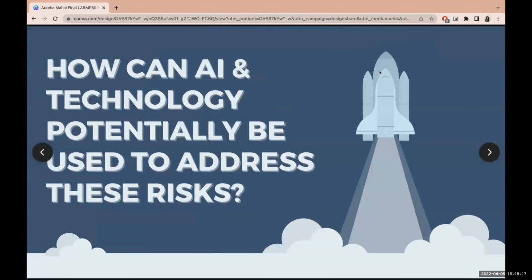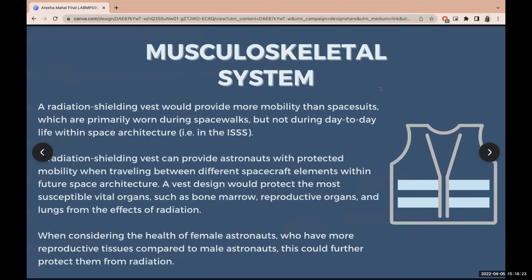So next, I'll be looking at how AI and technology potentially can be used to address these risks. When looking at the musculoskeletal system, just to recap, the risk we'll be addressing is that lower muscle density and more reproductive tissues put female astronauts at a higher risk of radiation damage.